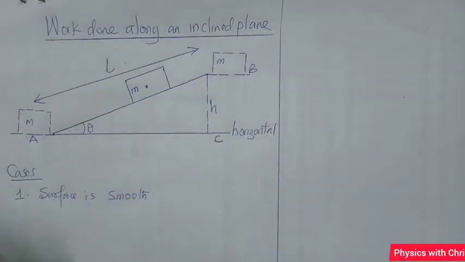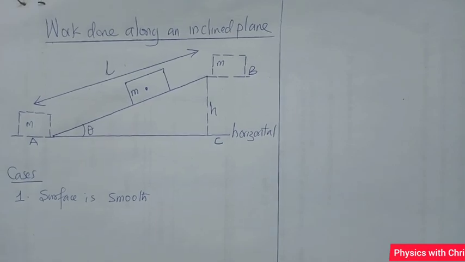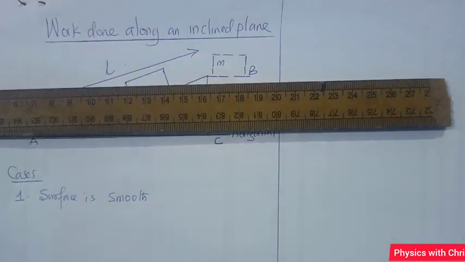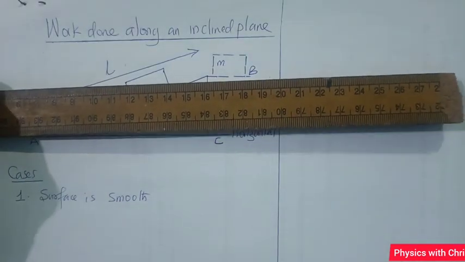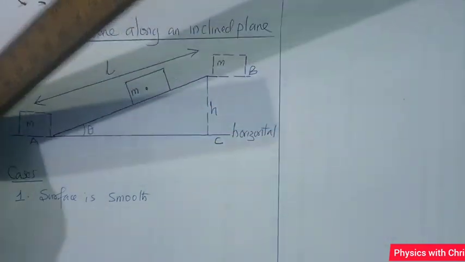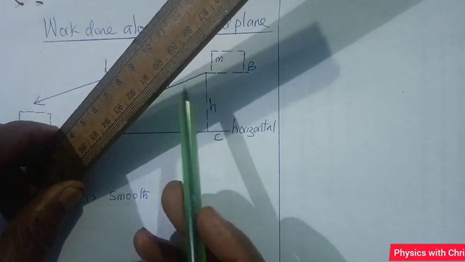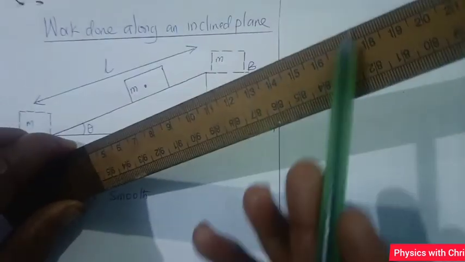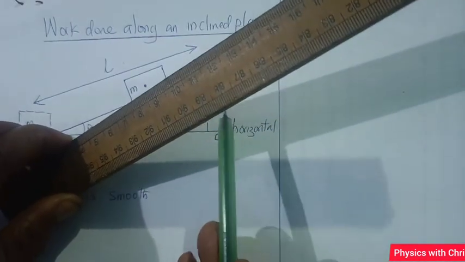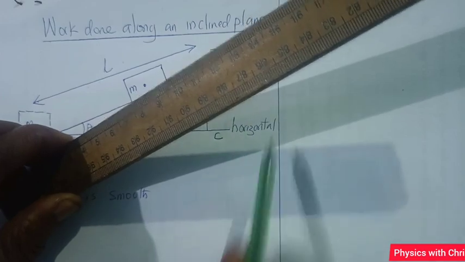In this video, I'll be looking at work done along an inclined plane. Now, an inclined plane is a plane that is tilted, a sloping plane that has some angle of inclination. Like my ruler: if I place it like this, of course, this is horizontal. If I raise this ruler up, such that there is an angle between the level of my ruler and the horizontal, it means that the surface of this ruler is inclined at a certain angle theta to the horizontal.